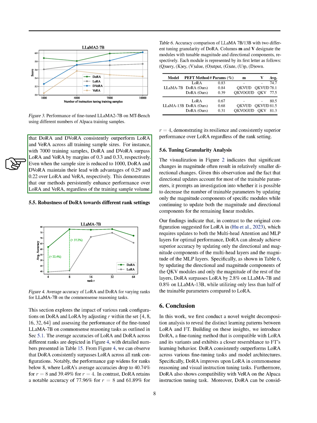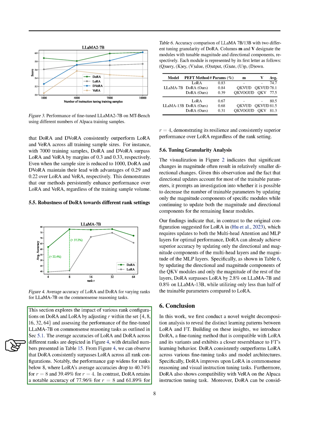Section. Robustness of DoRA towards different rank settings. In this section, we delve into how different rank settings affect the performance of DoRA and LoRA. We experimented with various ranks, specifically 4, 8, 16, 32, and 64, to see how they influence the outcomes of fine-tuning the Llama 7B model on tasks that test common-sense reasoning. We've illustrated the average accuracies of both LoRA and DoRA for these ranks in a figure, and provided detailed data in a table for a clearer comparison.